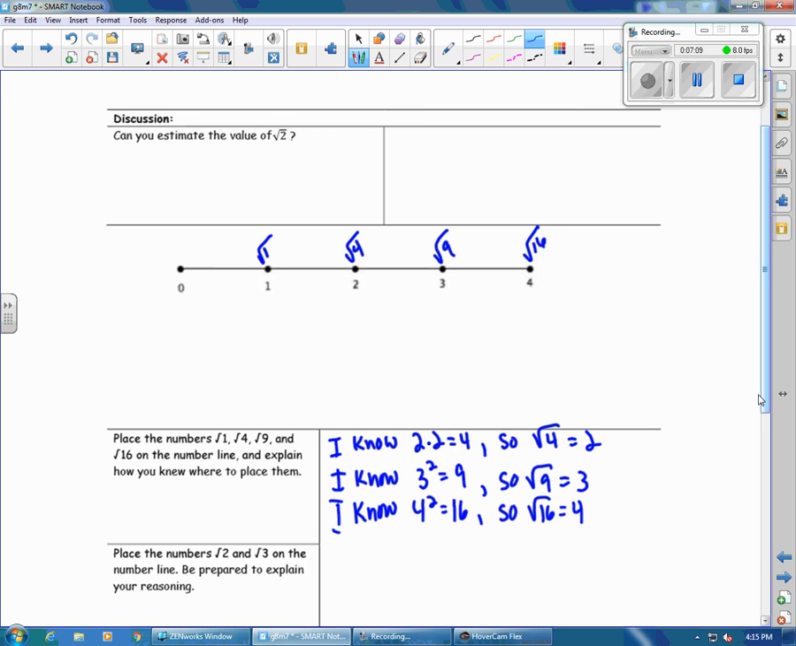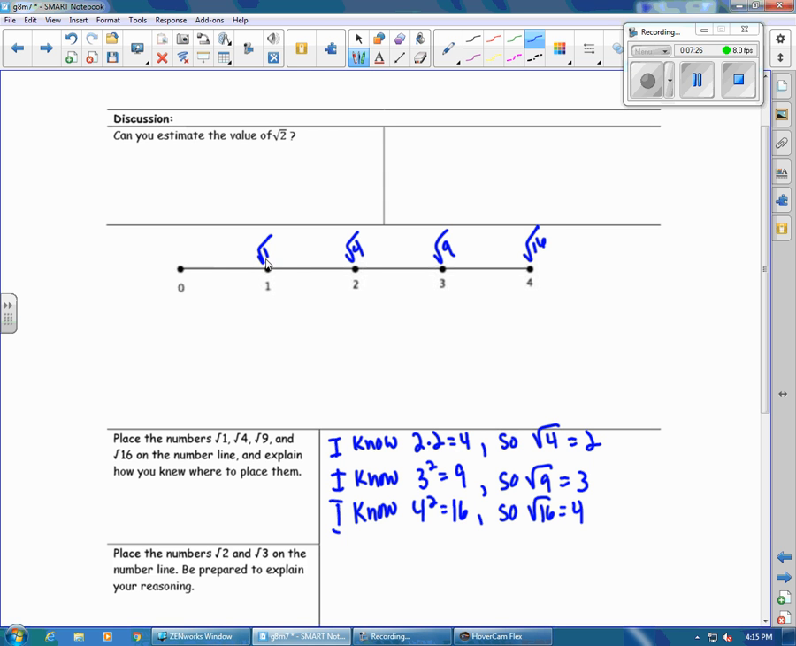Now it says place the numbers, the square root of 2 and the square root of 3 on the number line and be prepared to explain your reasoning. So let's look at this number line. We know how to count on a number line. We've been doing it for a long, long time. So if we're starting at 0 and then we have 1, 2, 3, wouldn't it be logical that my square roots would go up the same way?